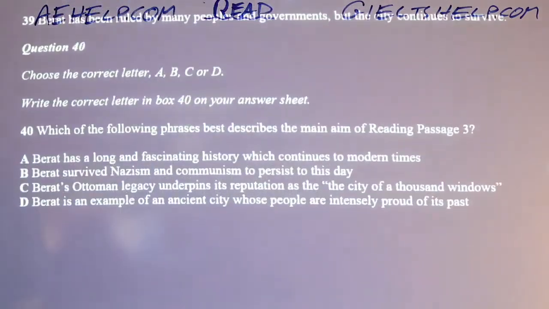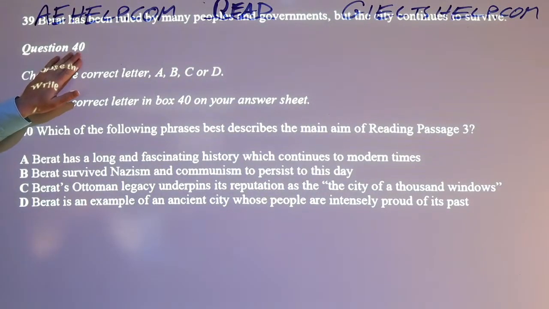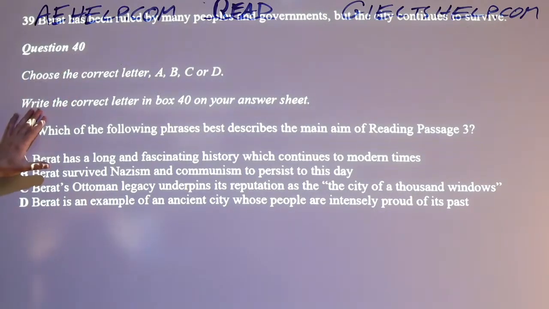We'll do those together later. And then we have one multiple choice. So this is reading passage 3. It's the last question, number 40. And we have one multiple choice.